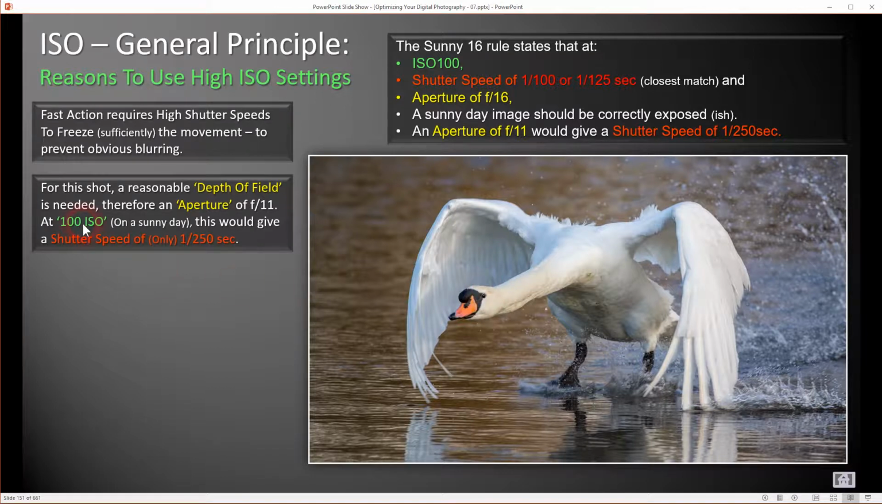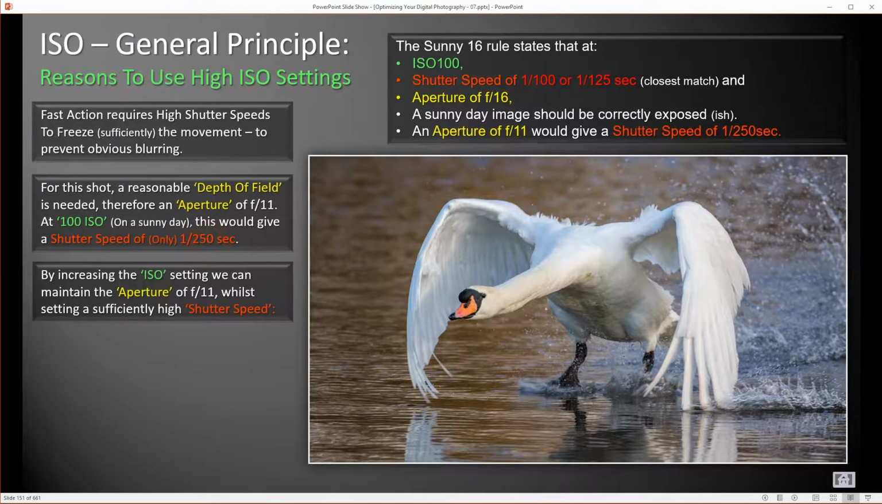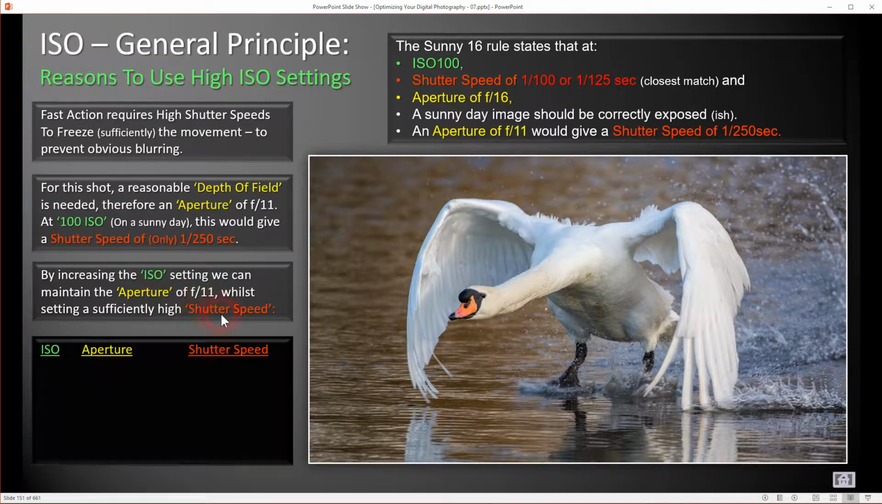Now at 100 ISO, using the Sunny 16 rule, we could also use the exposure meter in the camera, but it would come out with the same sort of thing. So at 100 ISO, we'd only have a shutter speed of 1/250th of a second. That isn't sufficient for this sort of shot. So by increasing the ISO, we can maintain our aperture of f11 and then get a sufficient shutter speed.